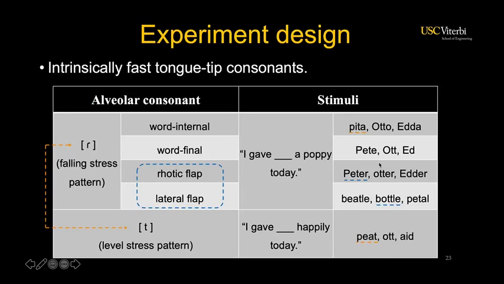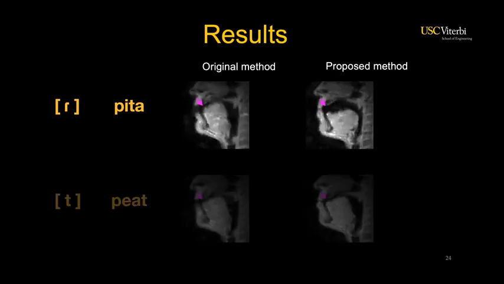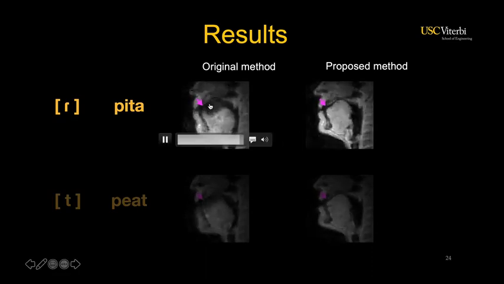The second experimental design focuses on the alveolar consonant segments. These are much faster than the previous vowel stimuli, requiring a rapid tongue tip movement. We pick pita and pete as examples. So in pita, we see a rapid contact of the tongue tip at the alveolar ridge in the proposed method, but this movement couldn't be detected in the original.